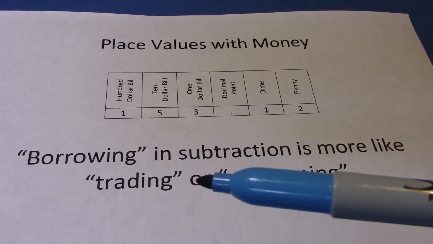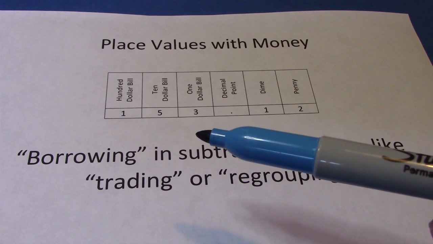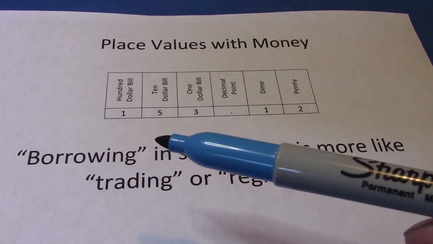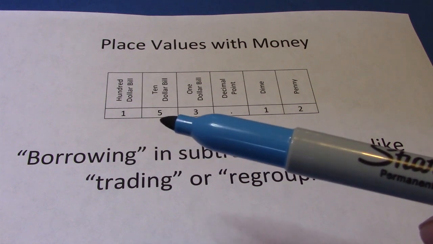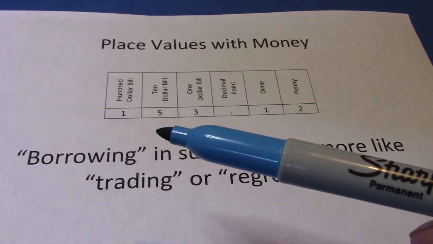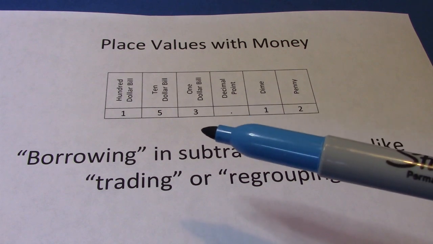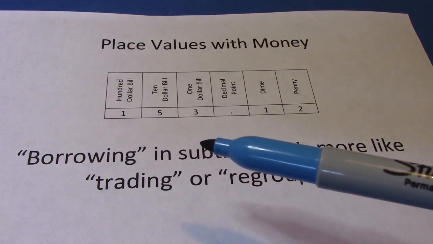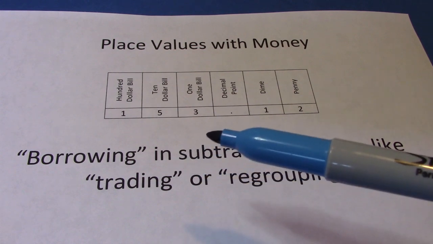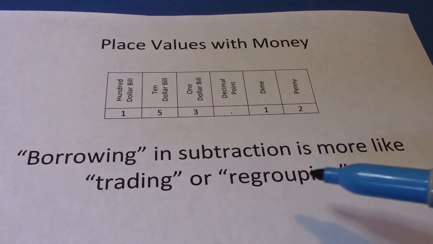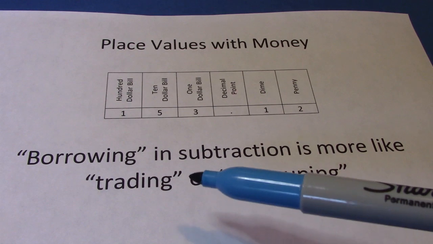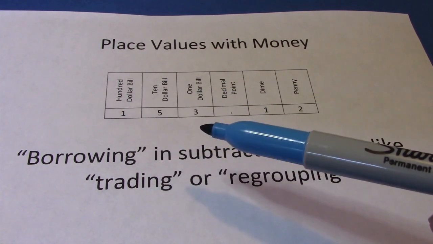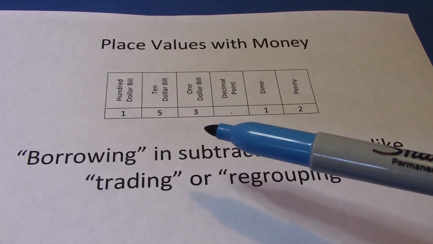If I needed to pay someone $3, but I didn't have 3 $1 bills, instead I had a $10 bill, I could trade that $10 bill for 10 $1 bills. It's not really borrowing because I'm just exchanging the money that I have for the equivalent. So I'm really trading, or regrouping is a better way to think about it. But once I've traded in that $10 bill for 10 $1 bills, now I can pay the $3.